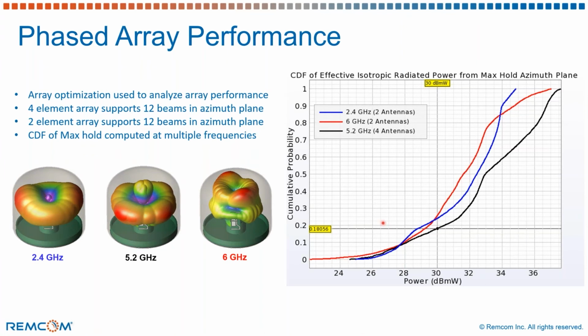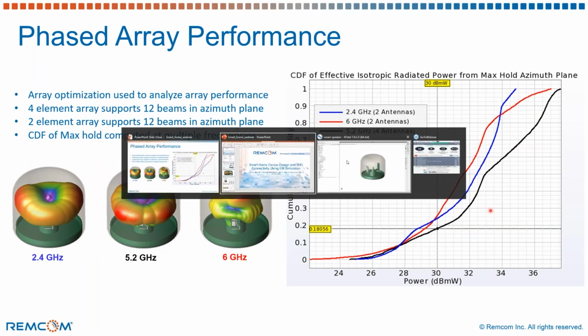And to the right, we have a cumulative distribution function plotted for these max hold patterns. And this gives us a measure of knowing how well or how many different angles the array is capable of covering. So in this case, let's take the example of the black curve, which is a 5.2 gigahertz array, which shows that we have a cumulative probability of 0.18 for input power of 30 dB milliwatts, which tells us that for about 82% of the angles, the antenna has a positive gain.